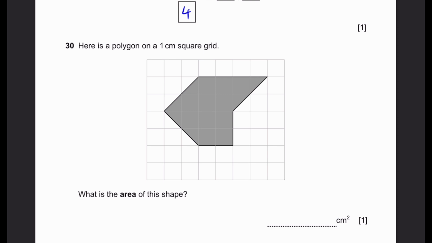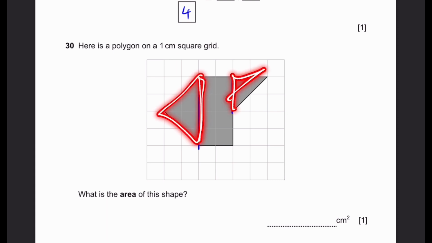Here's a polygon on a 1 centimeter square grid. What's the area of this shape? So let's divide this into polygons. So we have a triangle here, and a rectangle here. This triangle, if we count, you have half, 1, 1.5, 2, 3, 4. You can count, or you can use the formula, which is half into base into height.